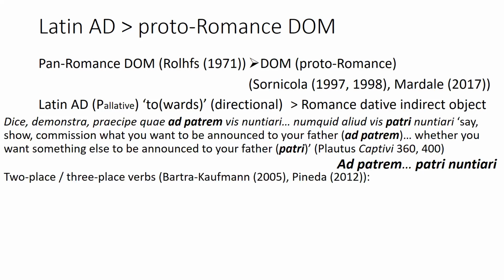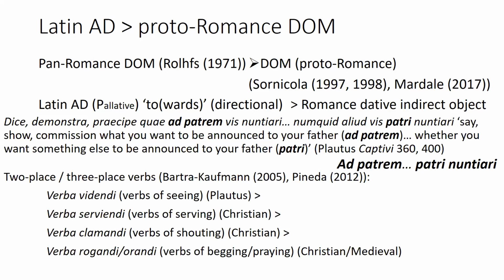And of course, this type of structural ambiguity between two-place verbs and three-place verbs is actually attested in Romance. Bartra and Kaufman in one of her Dick's papers, and more recently Anna and Pineda, have argued that it's actually not always straightforward to argue that a verb is a two-place or a three-place verb, as we shall see. And the main verbs that give rise to a Romance dom, which I shall argue here, are these verbs. So arranged chronologically: the verbs of vision, verbs of serving, verbs of shouting, and verbs of begging and praying, as we shall see presently. All right.